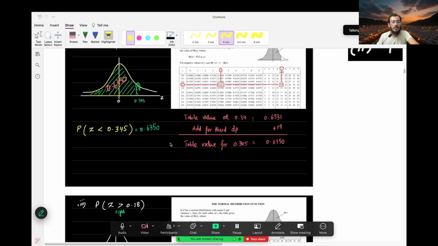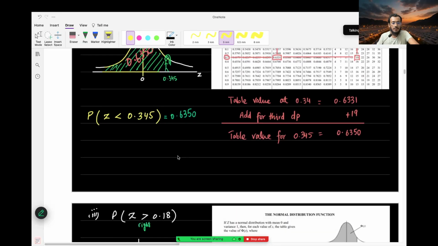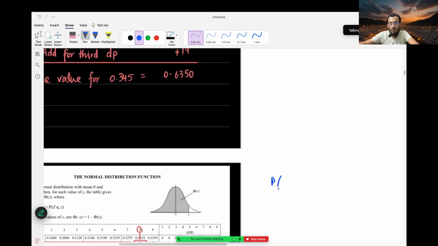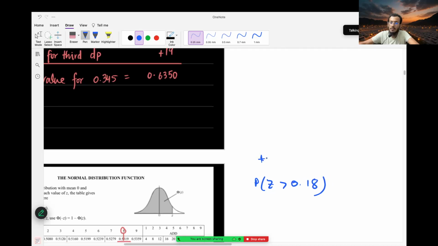Okay, wait. Let me give you an easier one then. Try this one. Probability that Z is greater than 0.18. Try.